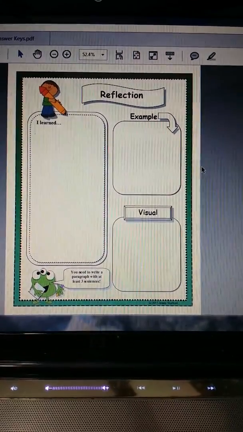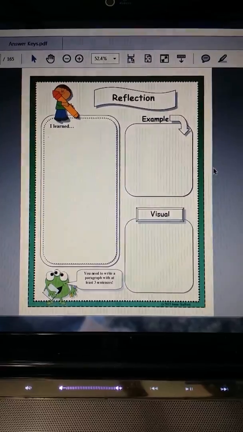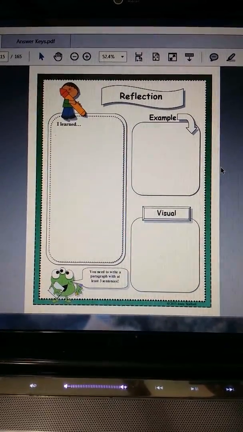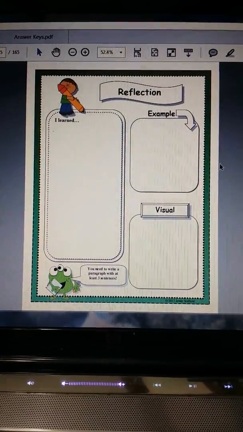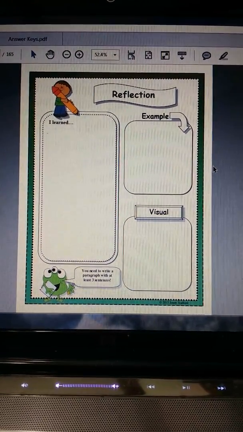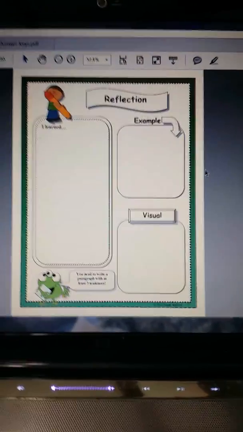Reflection. I use this reflection quite a bit. I use it anytime I have direct instruction and I go over anything in the interactive notebook and I want them to reflect upon what they learned. I will actually print this and have students glue it into their left side and they will write what they learned, give an example, and draw a visual.